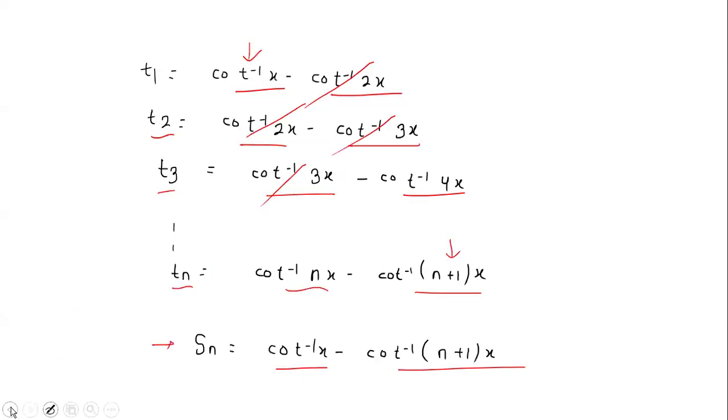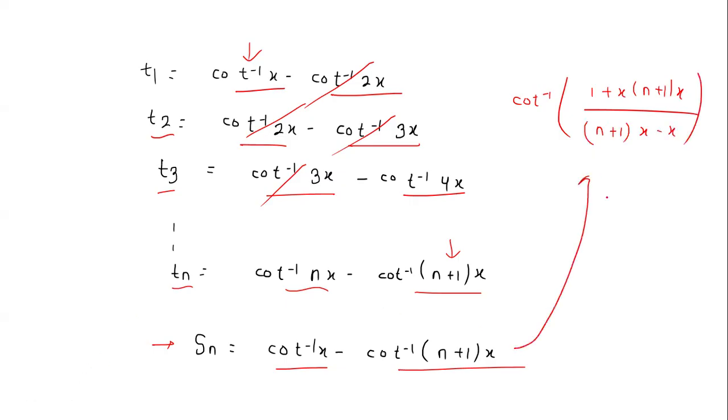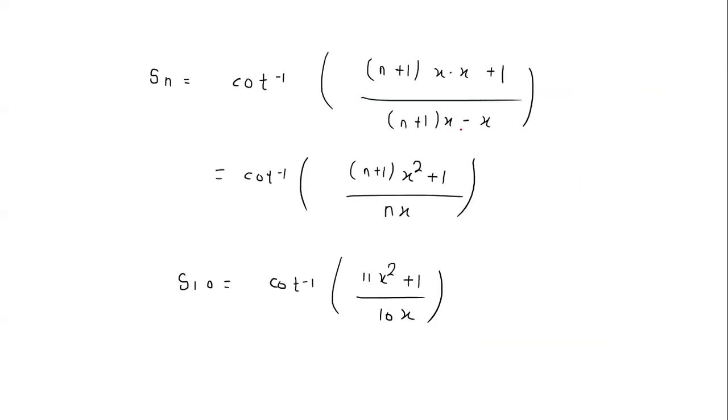Now this thing you can further write in this way, as the cot inverse of (1 plus x times (n plus 1) times x) divided by ((n plus 1) times x minus x). So in this way you can also write this whole thing. Now this will come in this form: ((n plus 1) times x square plus 1) divided by nx.